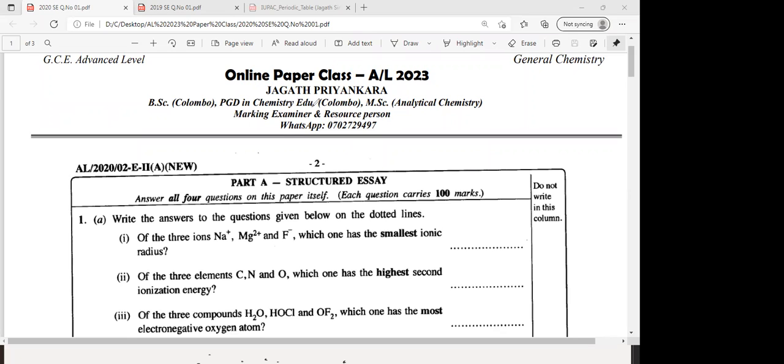Smallest one. I told you in the previous paper. Cation, when the charge of the cation increases, the size becomes smaller. See, the smallest ionic radius. Cation is smaller than anion. And for cations also, the greater the charge, the smaller the size. Very easy. Please write it.